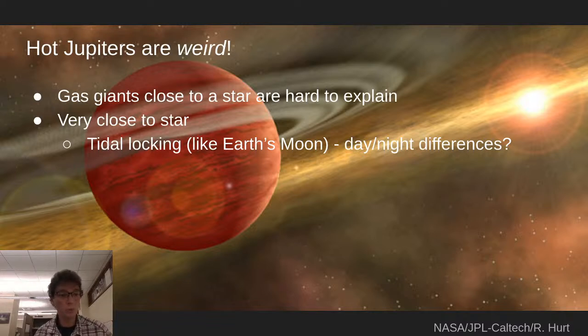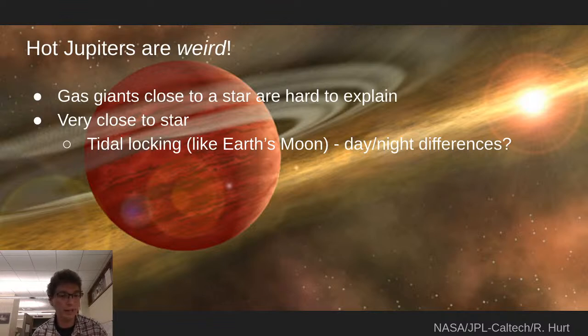These hot Jupiters will do the exact same thing to their star. So one side of the planet will always be facing its star, it will always be daytime, and the other side of the planet will always be nighttime. And so there's going to be weird differences. What happens to a planet when one side is always day and one side is always night?